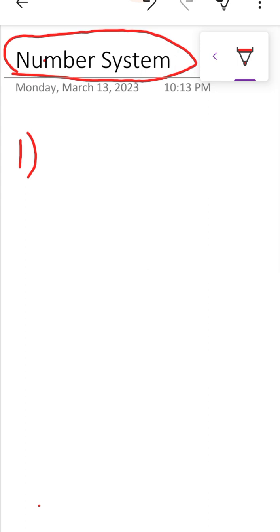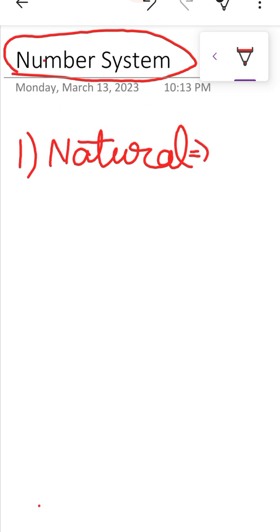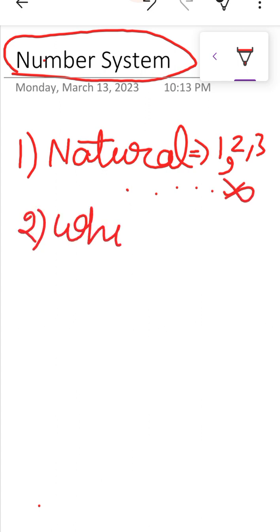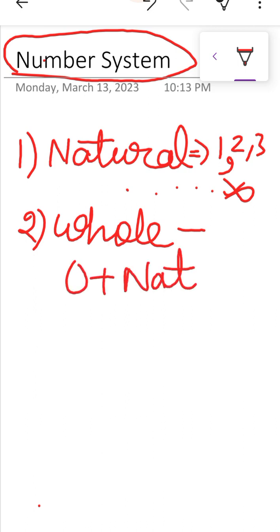Firstly, we have to understand what is a natural number. Everyone knows what a natural number is. A natural number is just like a counting number, like one, two, three, infinite times. Then what is a whole number? In a whole number, we can say 0 plus natural numbers is whole numbers, which means all the natural numbers are whole numbers. When we add 0 to natural numbers, they become whole numbers.